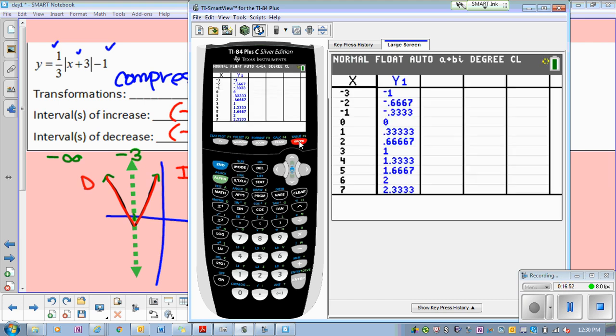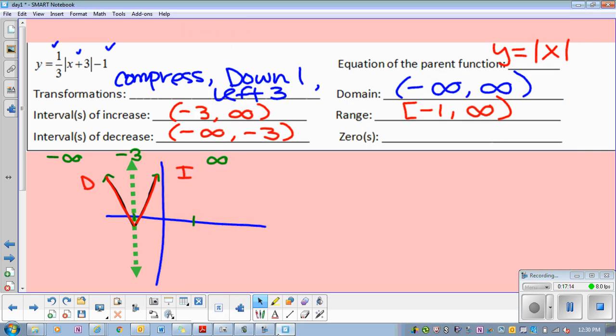So let's go to our table and let's see. When I go to x equals 0, my y is 0. So this is a zero, right? So 0, 0, that one works. Let me go to negative 6 and see if that is a zero. Yes, it is, because the y value is 0. So negative 6, 0, and 0, 0. So good.